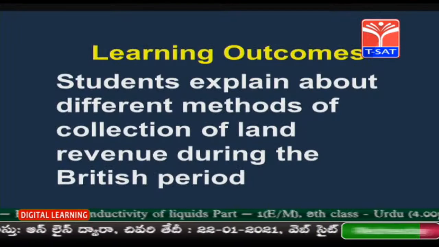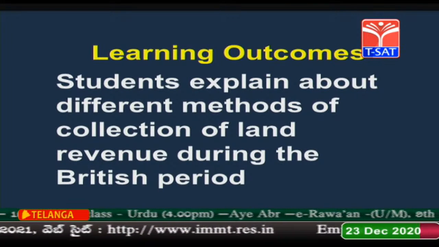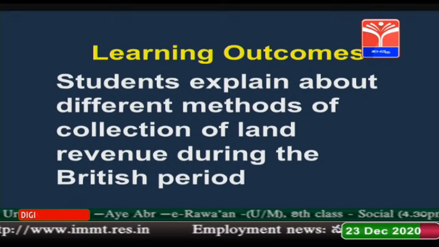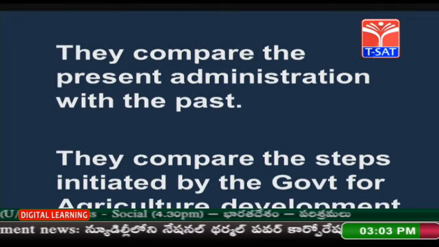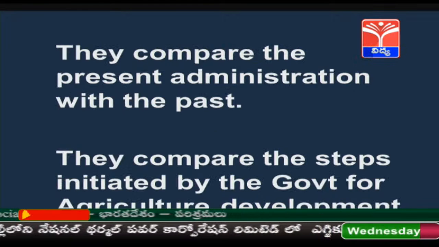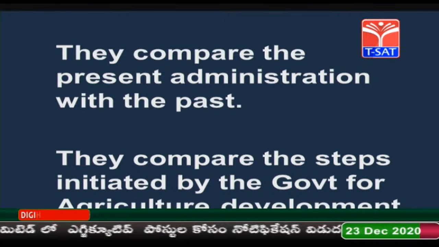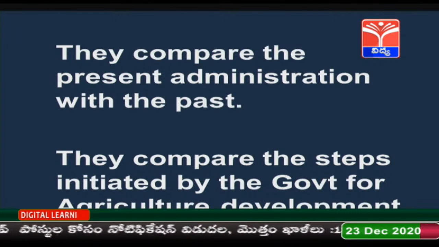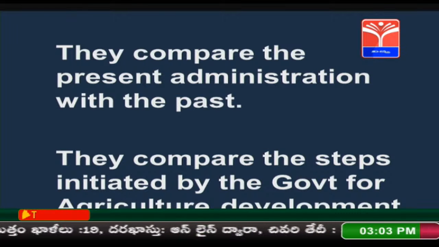Learning outcomes. Students explain about different methods of collection of land revenue during the British period. They compare the present administration with the past. They compare the steps initiated by the government for agricultural development.